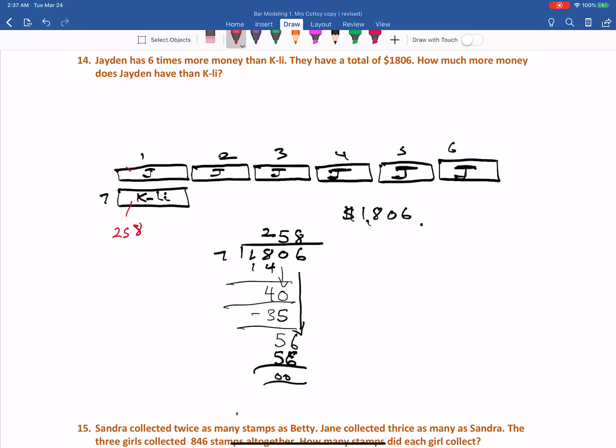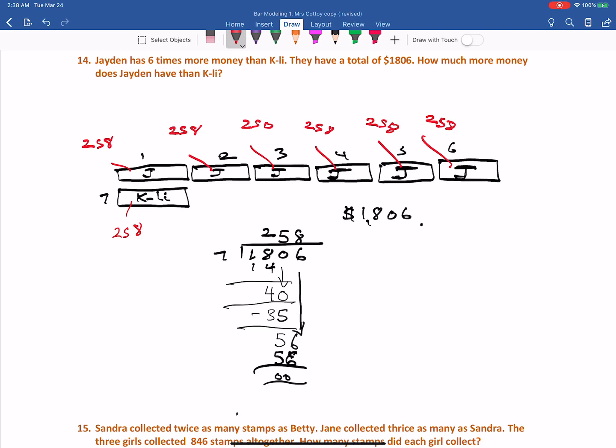258. 258 what? We're talking about money. Wait, Jaden, where you got all that money from, boy?